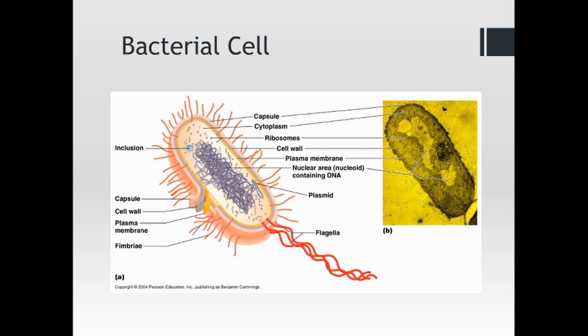And there's also a circular piece of DNA, which you can see labeled in the picture. It's called a plasmid. And a plasmid is a separate circular piece of bacterial DNA. It's often used for genetic engineering experiments and applications.